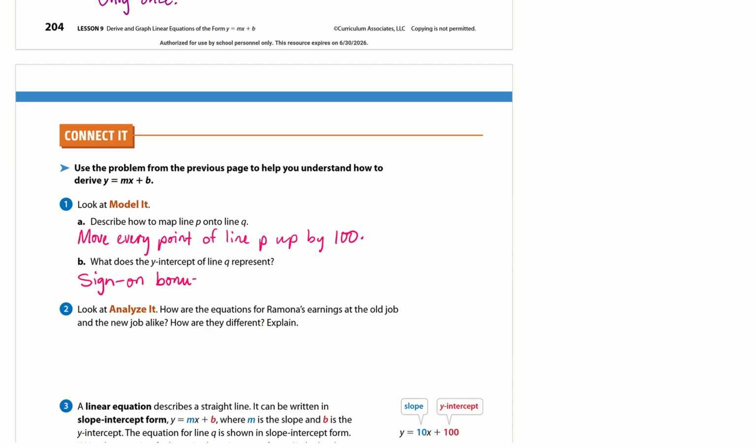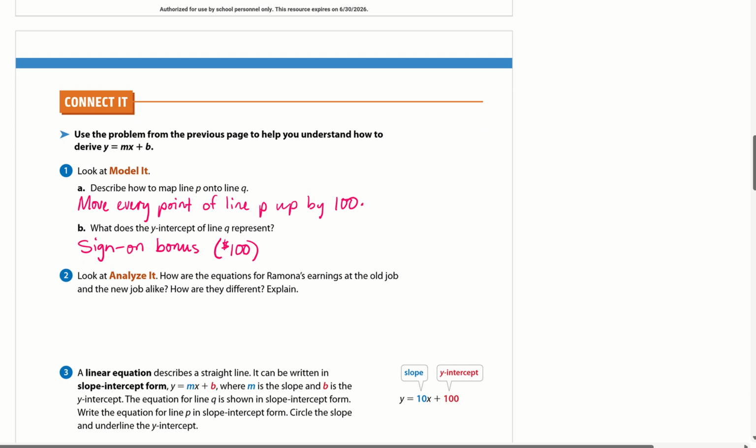Okay, so your sign-on bonus, if you want to add that, it was $100, feel free to do that as well. Okay, so that's kind of it for number one. If you look at number two, it says, look at analyze it. How are the equations for Ramona's earnings at the old job and the new job alike? How are they different? Go ahead, same thing.